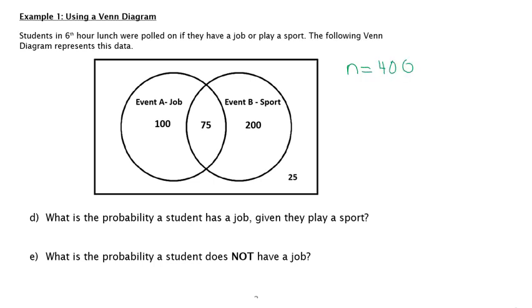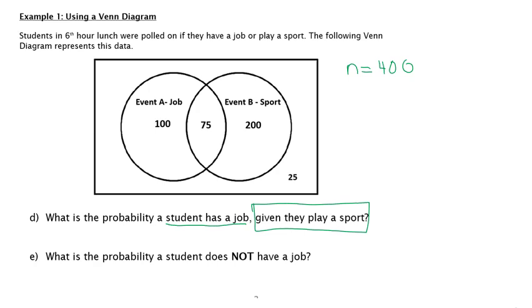And it starts to get a little bit trickier here. So this next one says, what is the probability a student has a job given they play a sport? What's happening is it's creating a condition. So we're looking at, of the students who play sports, how many of them have a job? And what's the probability that a student who plays a sport also has a job?